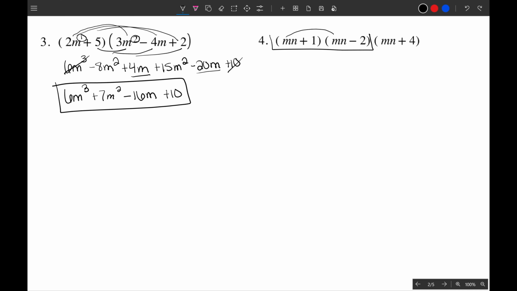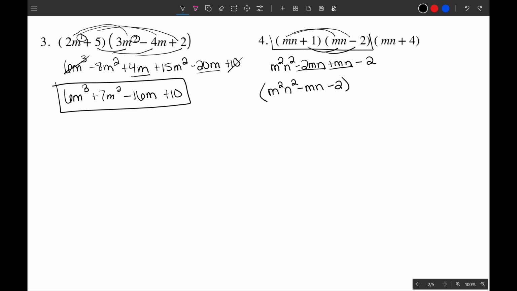So mn times mn. M times m is m to the second, and n times n is n to the second. mn times negative 2 is negative 2mn. 1 times mn is mn, and 1 times negative 2 is negative 2. And then I'm going to combine those like terms and put this in order. I only have 1 degree of 4, so my m squared, n squared goes together. I have a negative 2mn and a 1mn, which gives me negative 1mn, and then that minus 2.